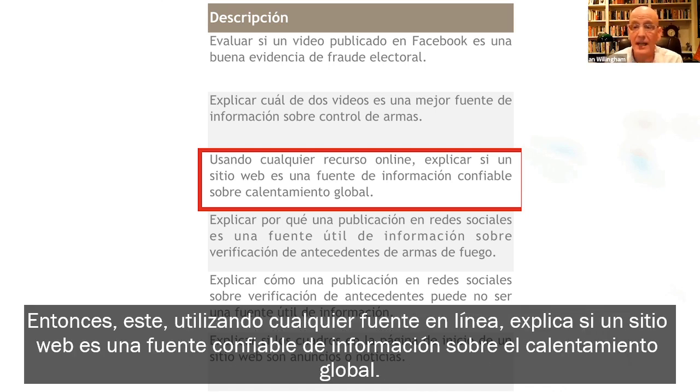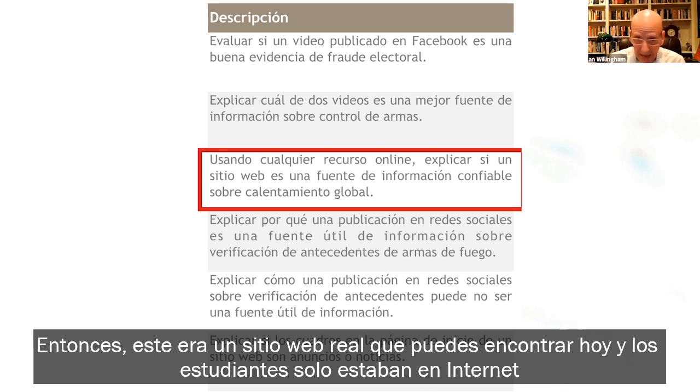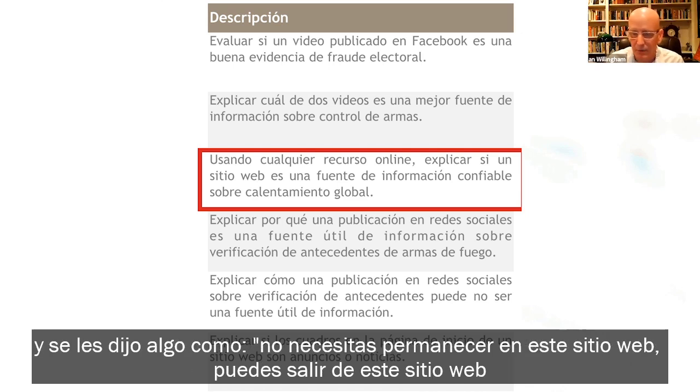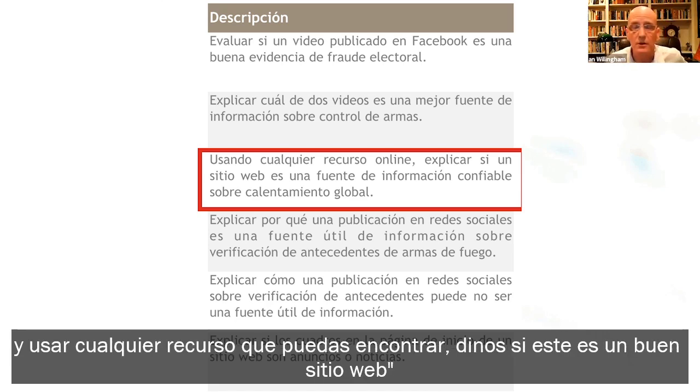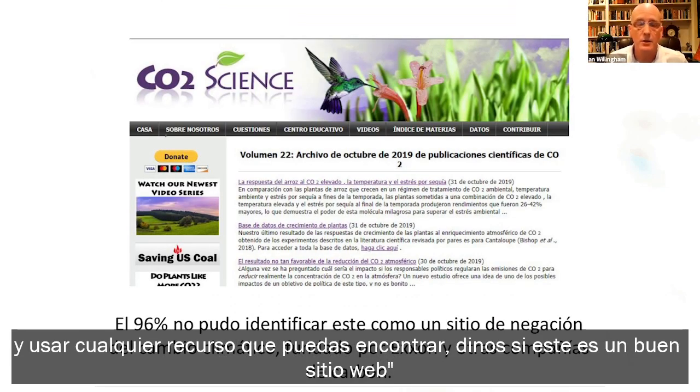So this one, using any online sources, explain whether a website is a reliable source of information about global warming. So this was an actual website that you can find today, and students were just on the internet, and they were told, you don't need to stay on this website. You can go off of this website and use any resources you can find. Tell us whether or not this is a good website.